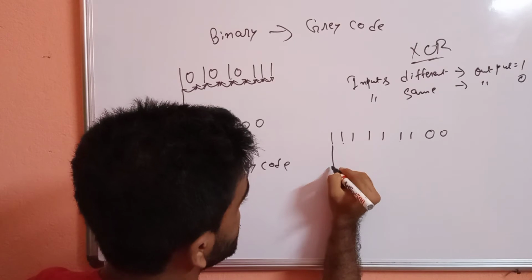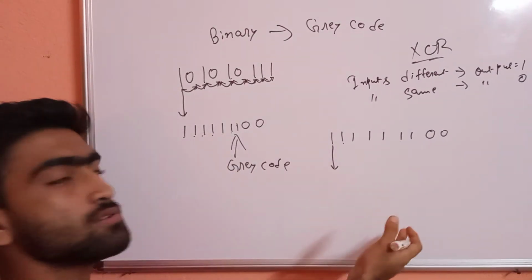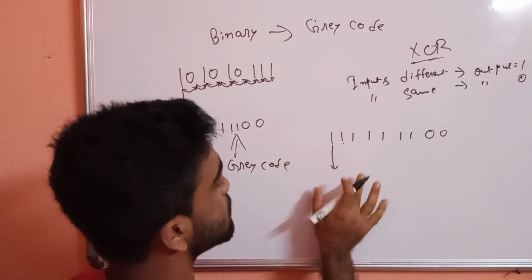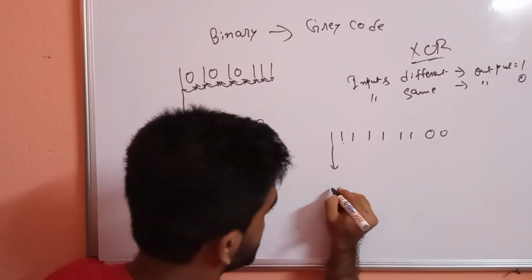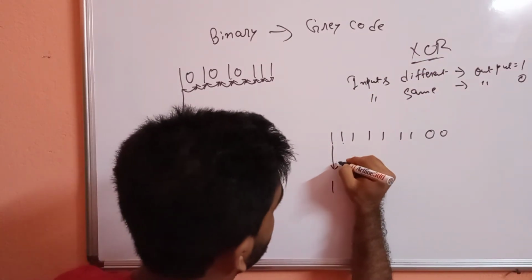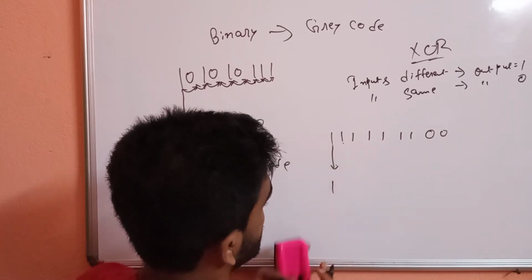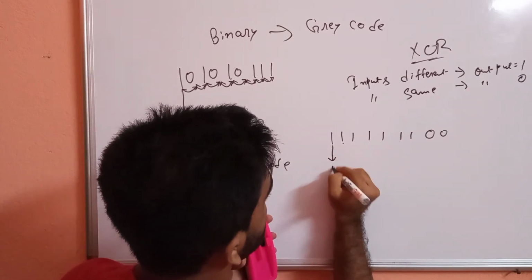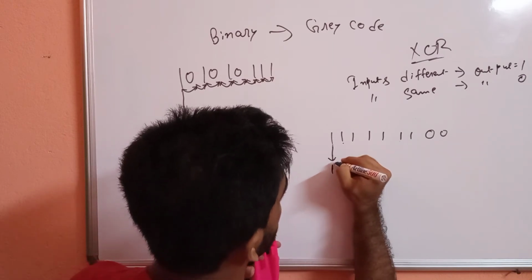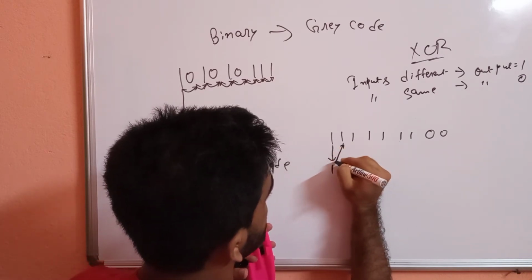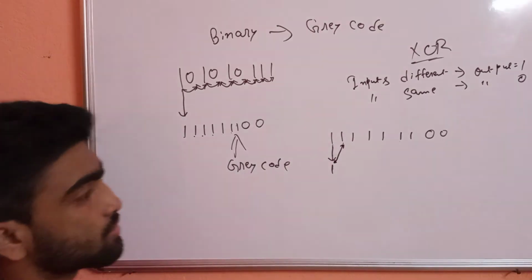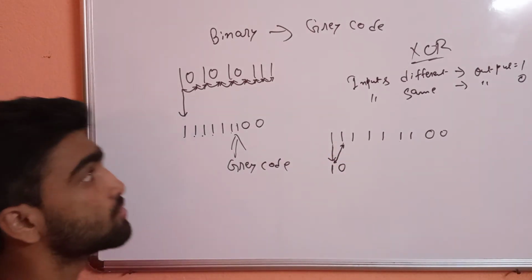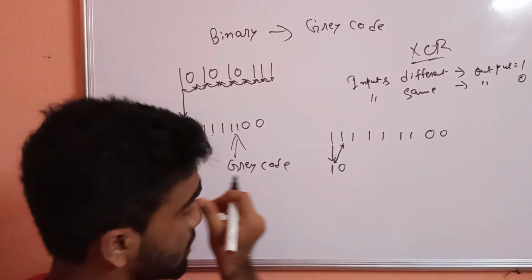Okay, now how to convert it? First bit as it is. In this also, converting gray code to binary code, we will need the XOR logic. Okay, first bit as it is, 1. Now this with this, doing XOR, inputs are same, output will be 0. Input same, output 0.